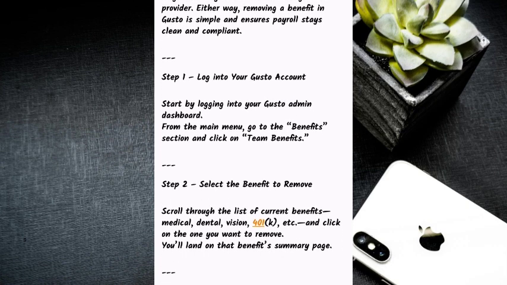Step 2. Select the benefits to remove. Now you're going to scroll down the list of current benefits. You have medical, dental, vision, whatever it is, and just click the one that you want to remove. Now you're going to land on that benefits summary page.